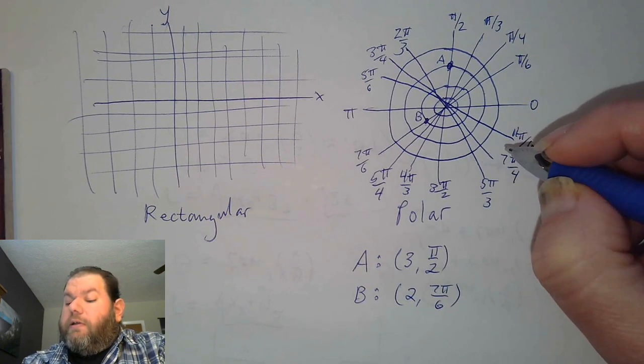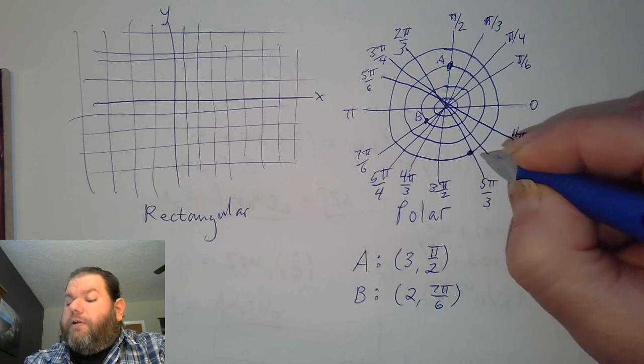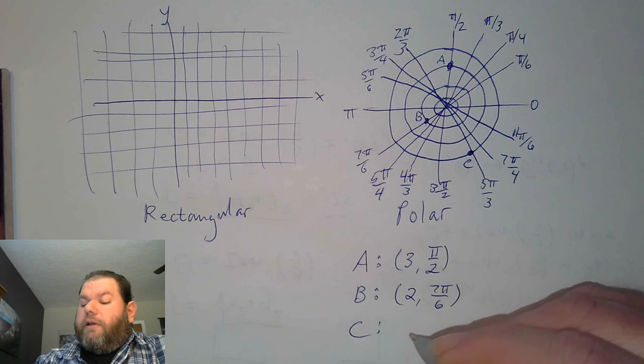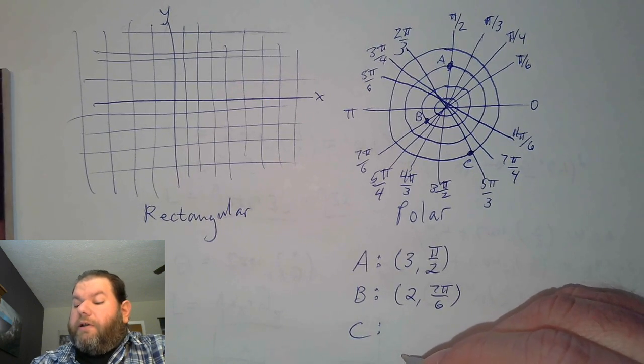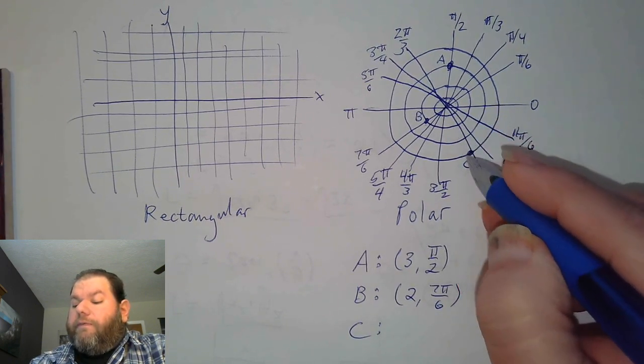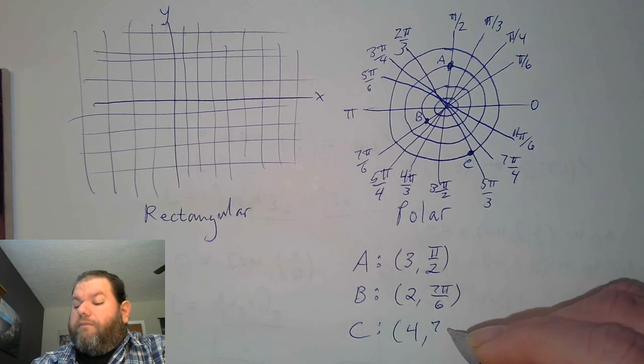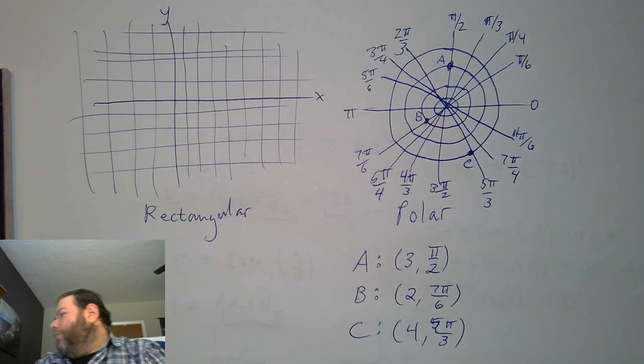And point C over here is at an angle of 5 pi over 3 at a distance of 1, 2, 3, 4 from the origin. 5 pi over 3. Okay.